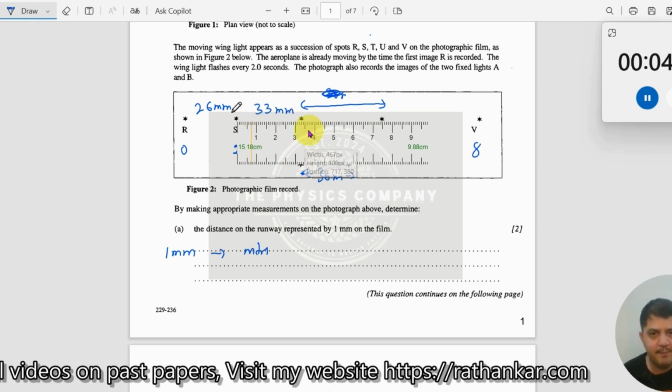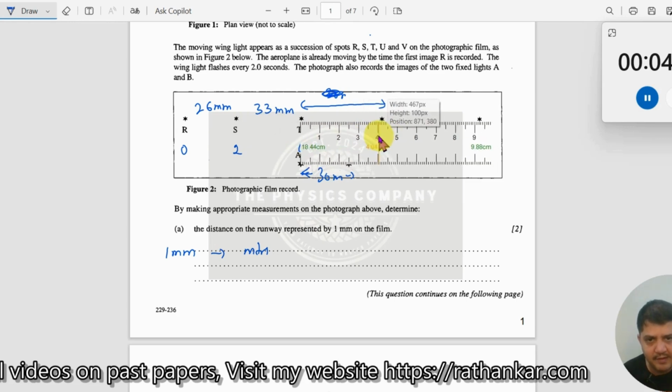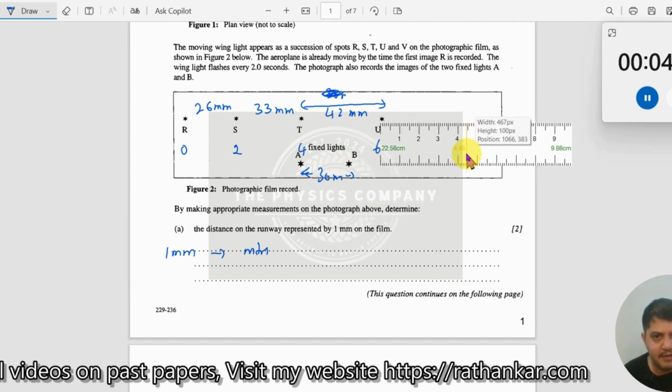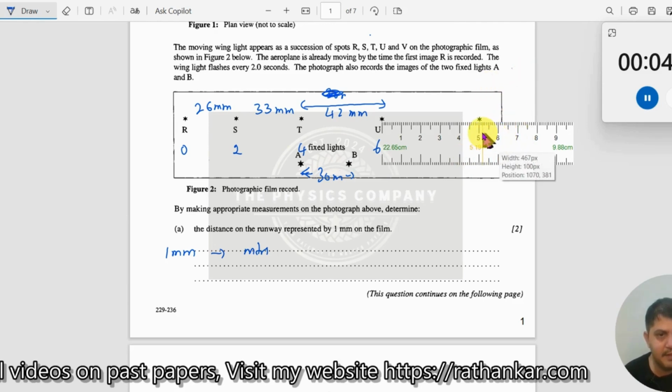33 millimeter. And I'll move this once again, coincide the 0 with the other star. And I get this here. So which should be 4.23 centimeter, which is 42 millimeter. 42 millimeter. And then the next one, I keep it over here. And I find this distance to be 5.08 or 51 millimeter. 51 millimeter. Okay. And also I want this one.